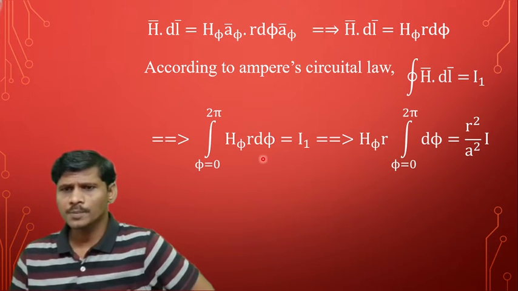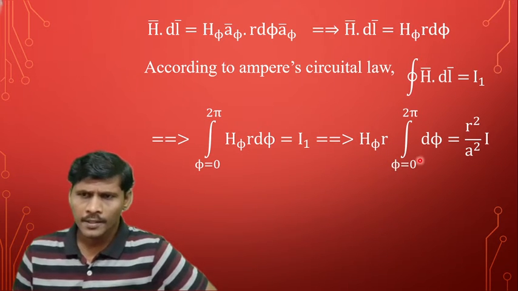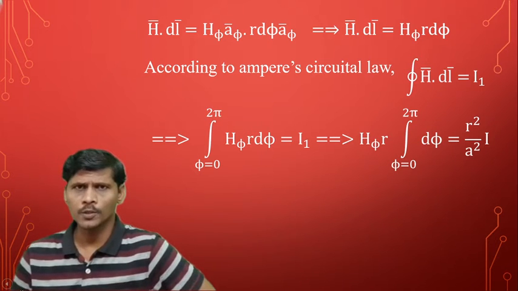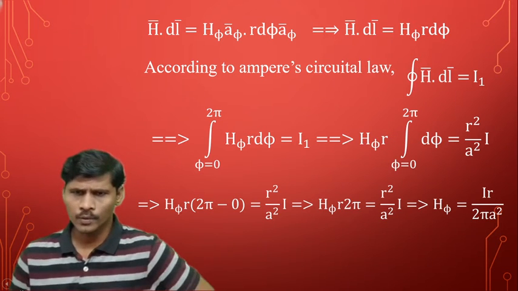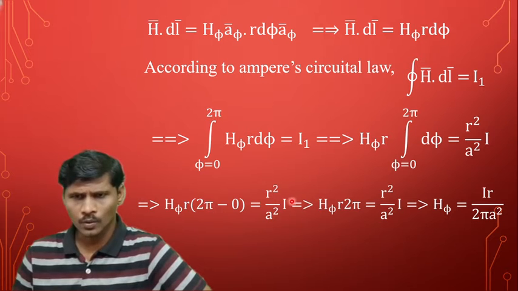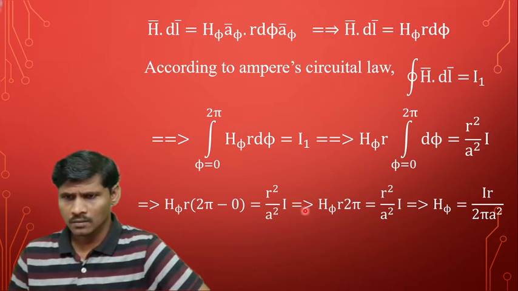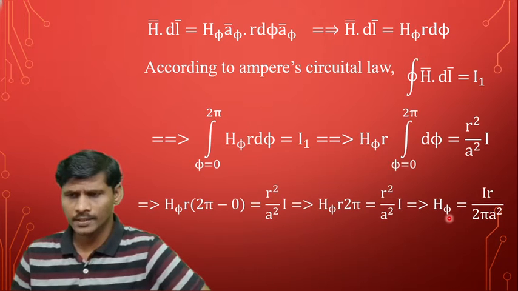Integrating with respect to phi, H phi r is constant, so it is written before the integration. The integral of 1 d phi is phi, over 0 to 2 pi. Substituting the upper and lower values of phi, the LHS term is H phi r into 2 pi, and the RHS term is r square by a square into I. On both sides, small r cancels, and we get H phi is equal to I r by 2 pi a square.